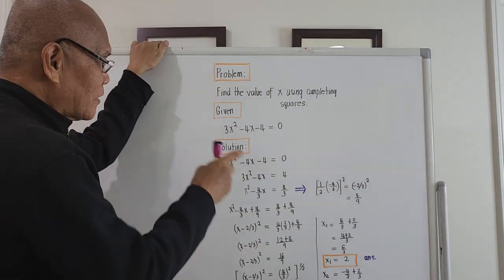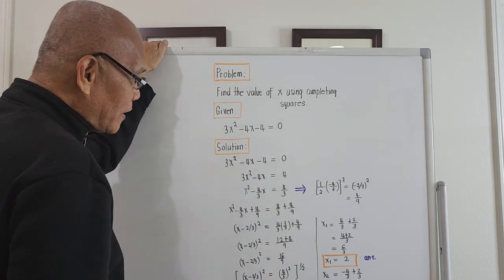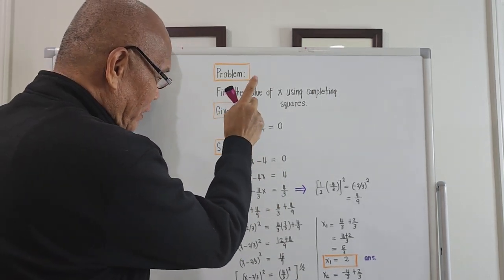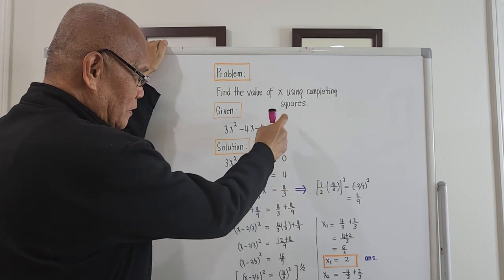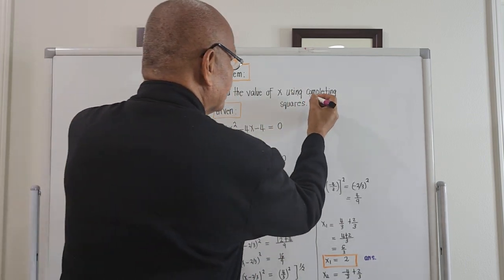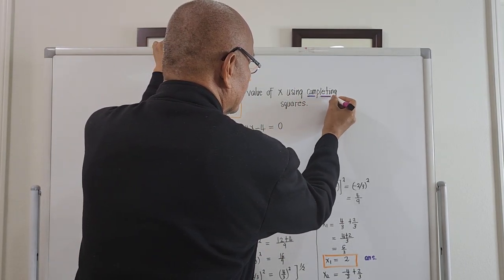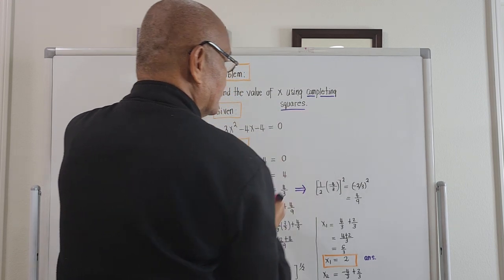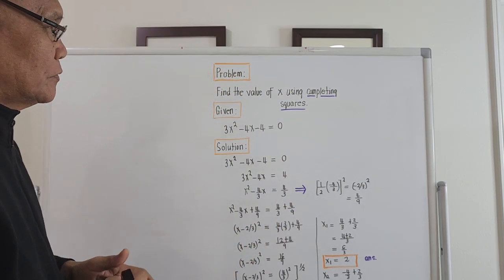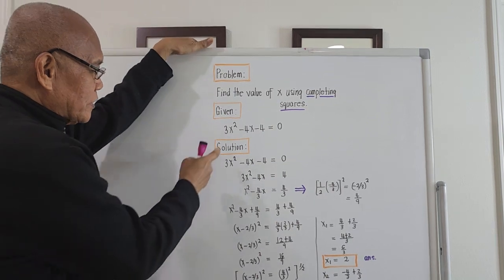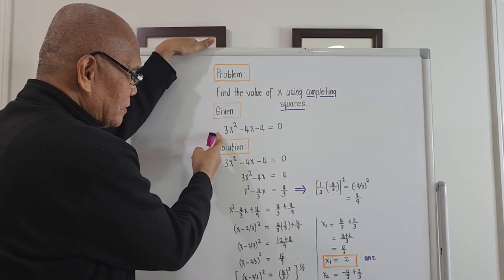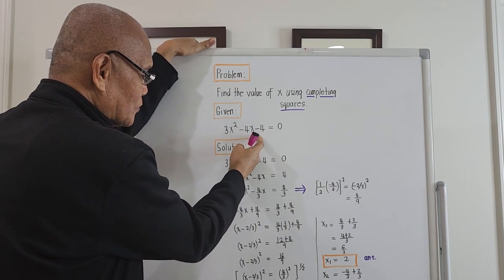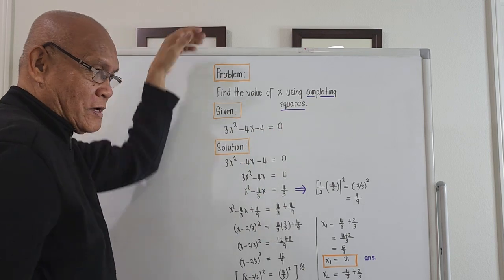I will try to read the problem. Find the value of x by using completing squares. So the given quadratic equation is 3x squared minus 4x minus 4 equal to 0.